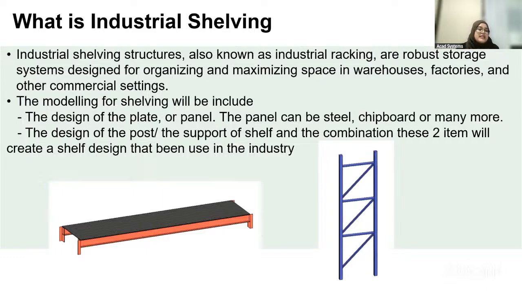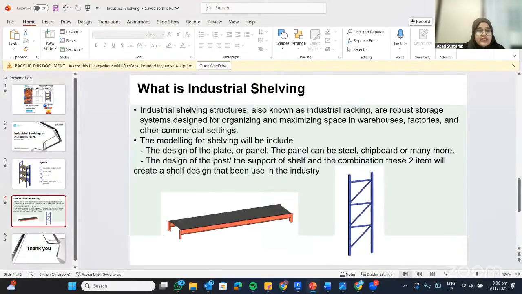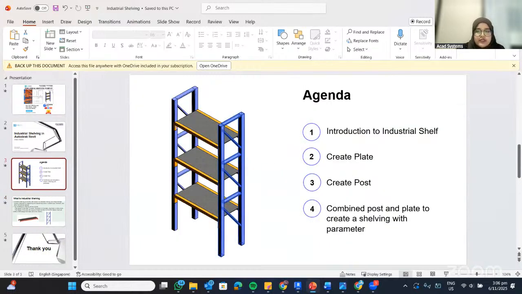All right. And then the shelving model also includes the design of the post, which is the support for the shelf. With a combination of these two items, you will have the simple design of your industrial shelving. All right, so let's get straight to the modeling. First, we're going to create the plate. Let me show you an example of what I'm saying.